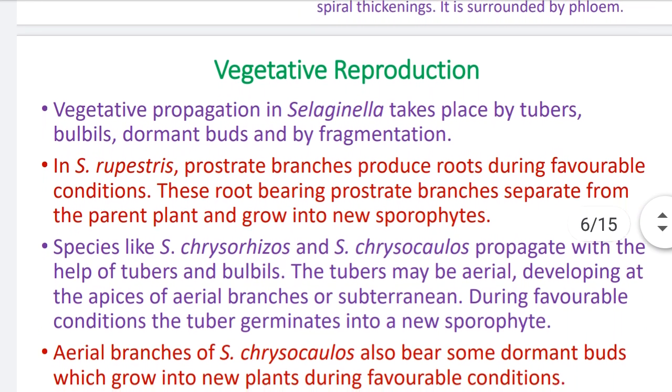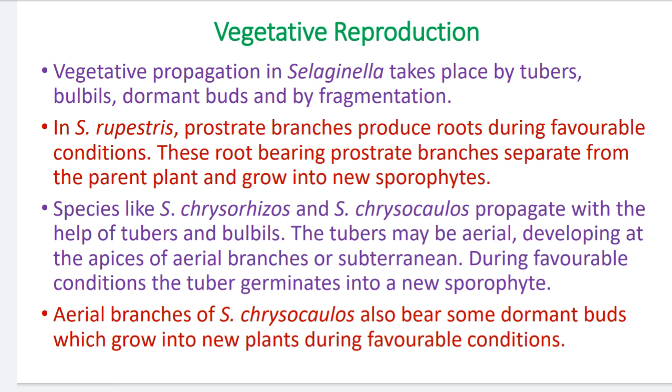Now at maturity of the plant body, the Selaginella sporophytic structure goes into vegetative reproduction. First point, vegetative reproduction in Selaginella takes place by tubers, bulbils, dormant buds, and by fragmentation. So these are the four types or organs of vegetative reproduction, fragmentation being the most common vegetative reproduction in cryptogams.